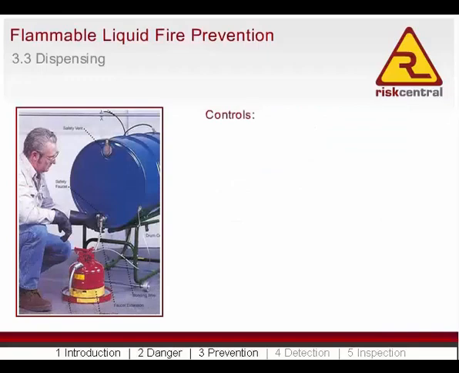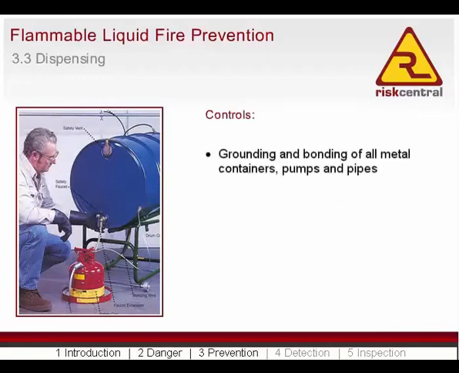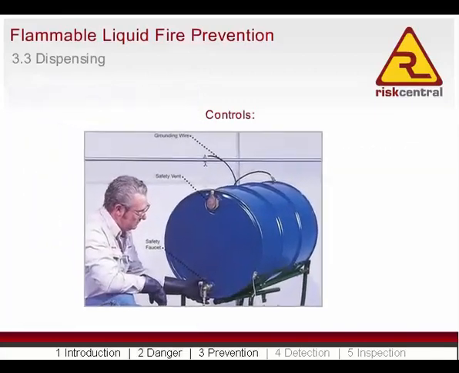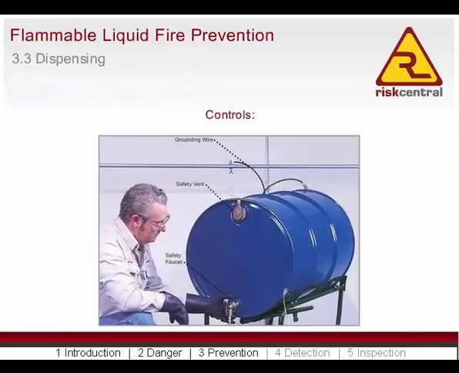The most common control for static sparking is to make sure that all metal containers, pumps, pipes and tubes are connected electrically, normally via a metal wire. This is called grounding and bonding. Before dispensing starts, the containers being dispensed into and from should be connected via a wire. Normally the wire is fitted with electrical alligator clips. Then one of the containers, normally the biggest one, should be connected to earth or ground. This will prevent sparking during the dispensing operation.